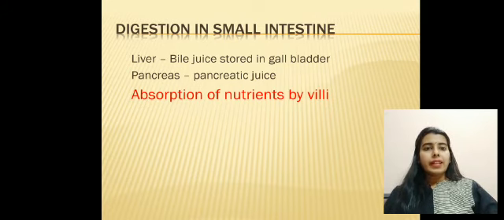Second is the pancreas. The pancreas is also a gland which secretes pancreatic juice. Now this pancreatic juice helps in digestion of carbohydrates, fats and proteins.